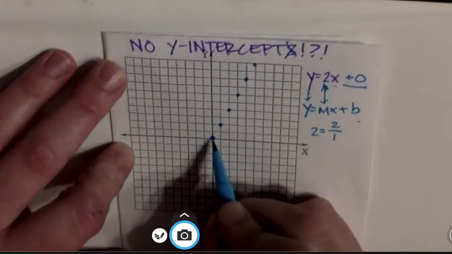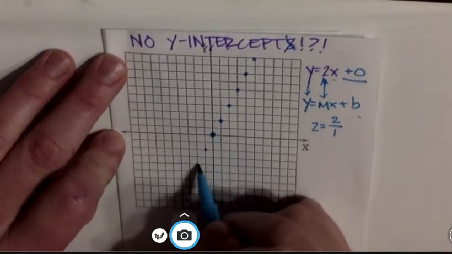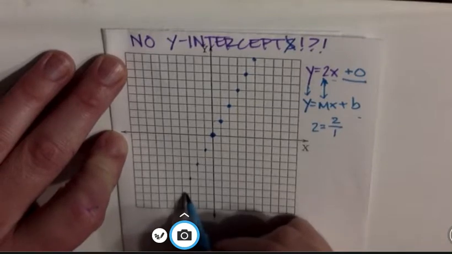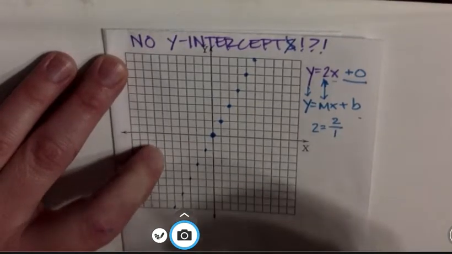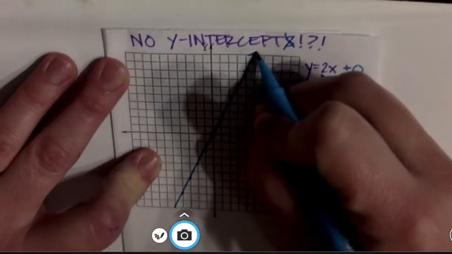We can even work this slope backwards. We could say down 2 to the left 1. Down 2 to the left 1. And vice versa. Then we can connect the dots and draw our line.